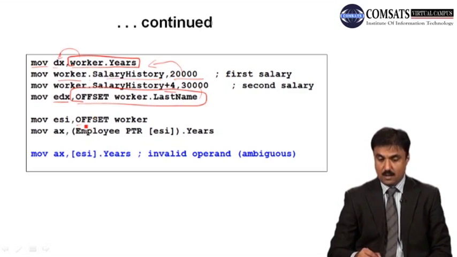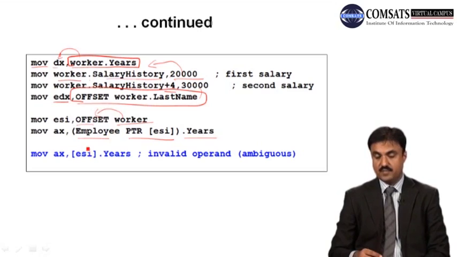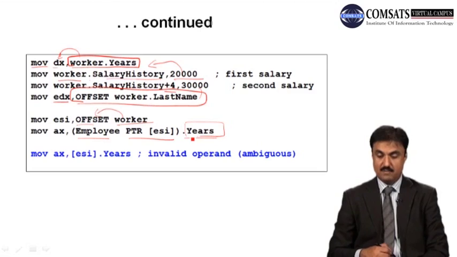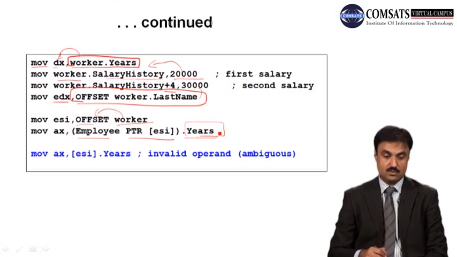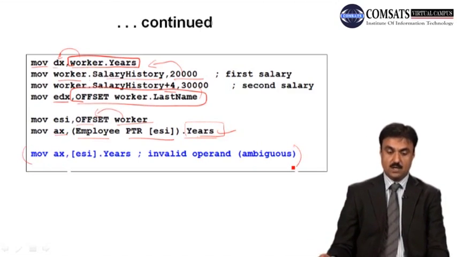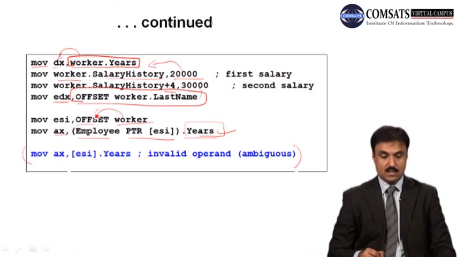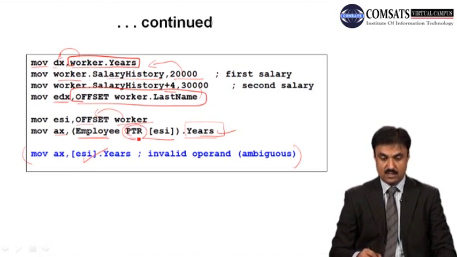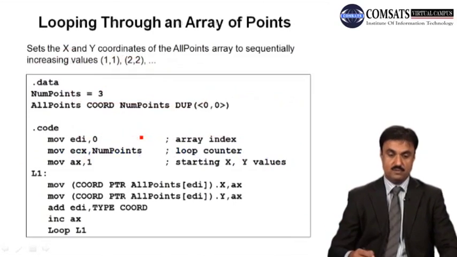If I say OFFSET worker, this will give you the starting address, so I can use a PTR pointer with esi to access the element which starts with the years element, and the value will be passed to ax. Just try to avoid this type of esi usage, because we don't know exactly where to start. Since it is a pointer to esi, PTR is more important, and you have to use it.